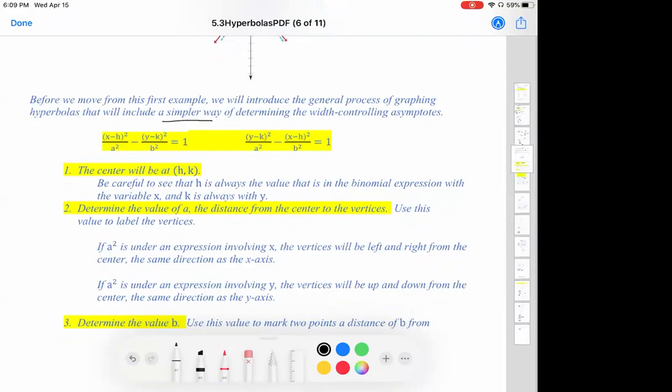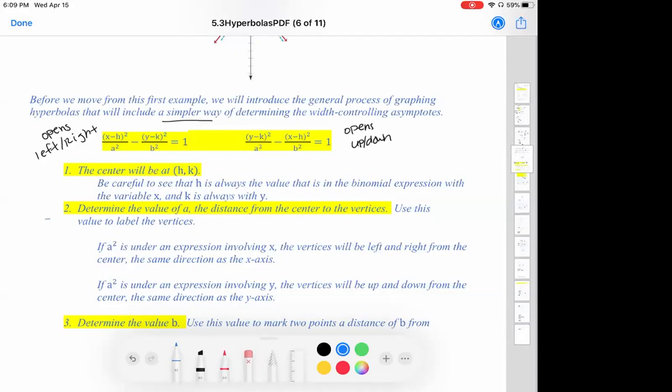So again, notice there are two different ones. This one opens left and right, and this one opens up and down. How do we know this? Because this one starts with x, and this one starts with y. That matters because the minus doesn't let you move things around. The minus is what makes a hyperbola instead of an ellipse.